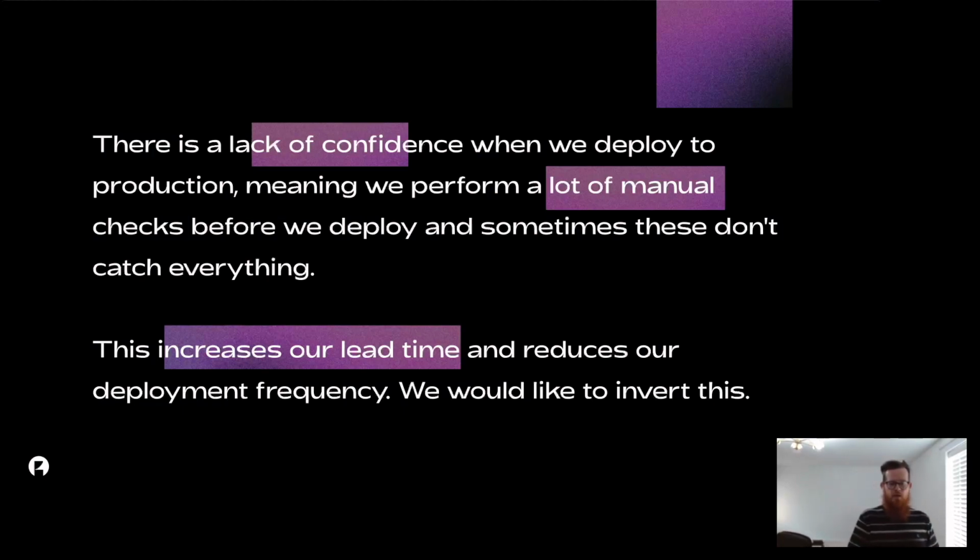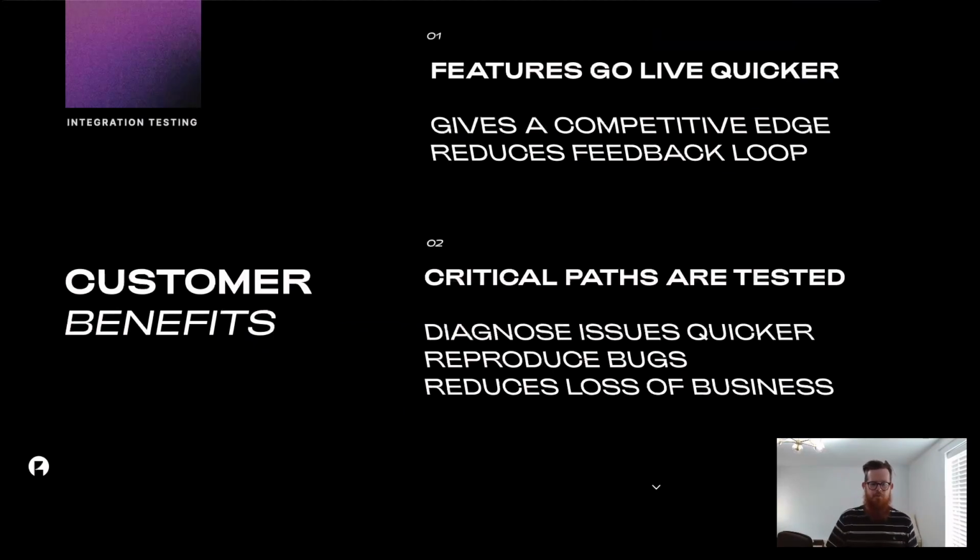We perform a lot of manual checks before we deploy, and sometimes they don't catch everything. This was increasing our lead time and reducing our deployment frequency, and we really wanted to have that all the way around. We wanted to decrease our lead time and increase our deployment frequency. And that was our motivation as a team, but then we need to think, well, what are the benefits for the customer? They're paying for us to spend time writing tests rather than delivering features. So what is the benefit to them?